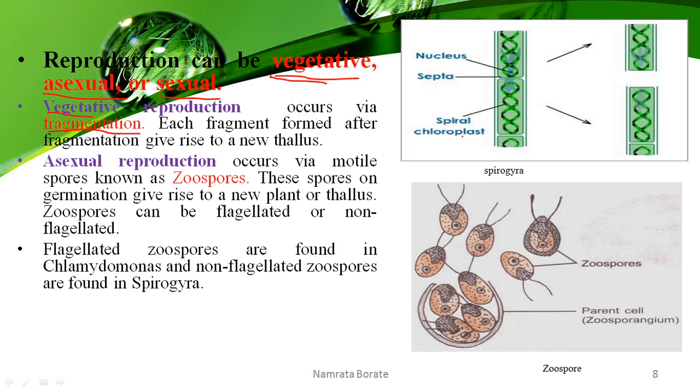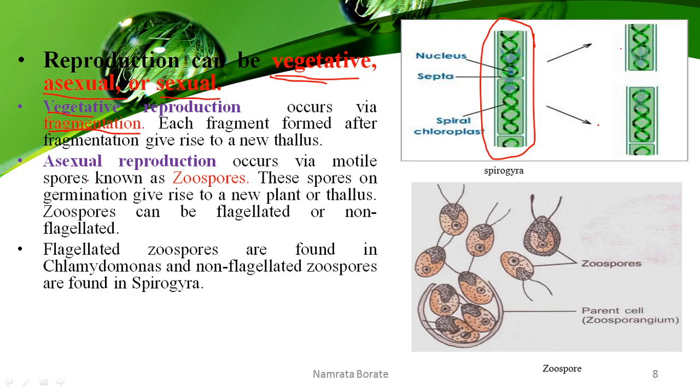Each fragment grows. You can see this one is the filamentous alga Spirogyra, an unbranched alga. When this Spirogyra is completely mature, it divides into fragments, and each fragment gives rise to a new thallus. That is called fragmentation.